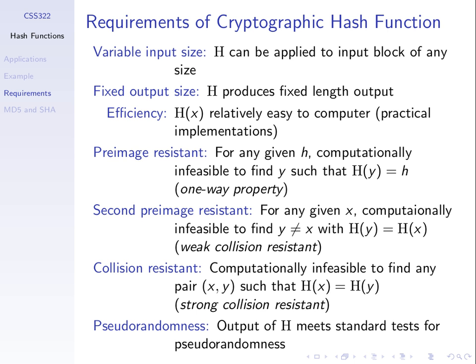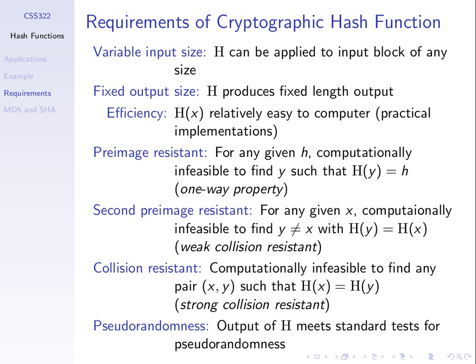For weak collision resistance, your challenge as the attacker is: I give you a message, and of the set of possible messages, go find another one with the same hash value. Strong collision resistance is: go and find any two messages with the same hash value. Say the weak one. This is weak, so it should be easier to break.